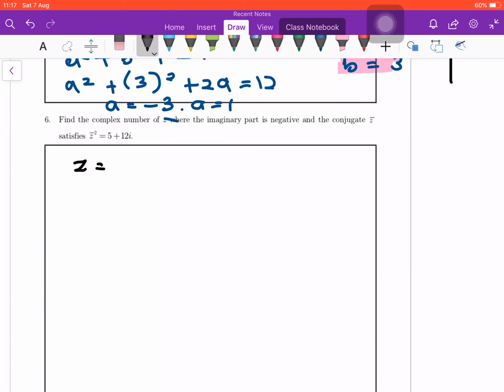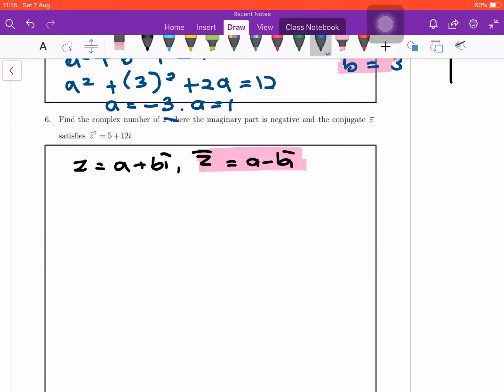Okay, so sekarang let's say kita let lagi sekali, kita punya Z adalah sama dengan A plus BI. So of course kita punya conjugate adalah A minus BI. Dia kata conjugate Z bar satisfy Z bar square equal to 5 tambah 12I. So sekarang kita kena substitute Z bar kita ni ke dalam equation tadi.